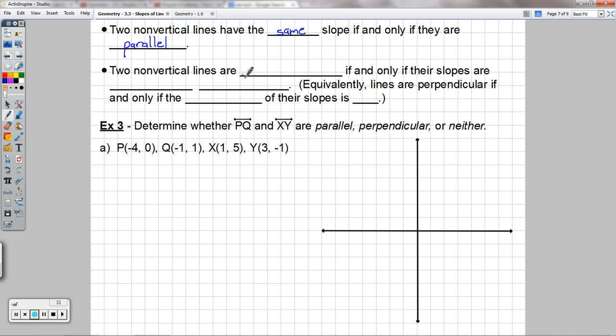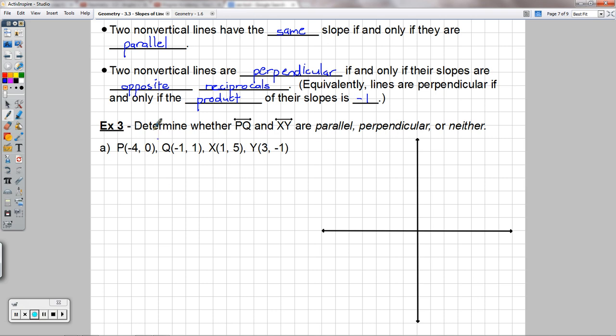Two non-vertical lines are perpendicular if and only if their slopes are opposite reciprocals. I prefer to think of it like this. From my experience working with students over the years, I think this makes more sense to more students. Our book says equivalently, lines are perpendicular if and only if the product of their slopes is -1. You can think about it either way, but I'll probably talk more about opposite reciprocals than the product of the slopes being -1.